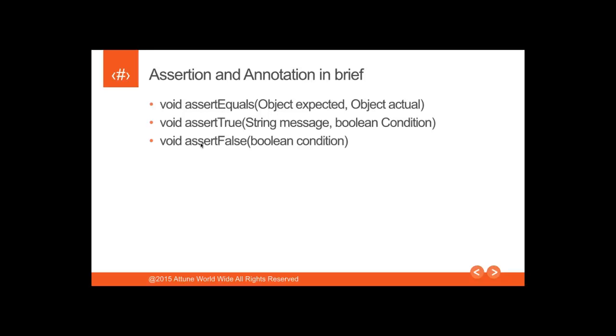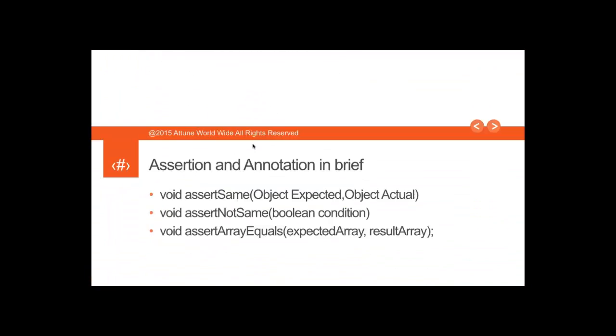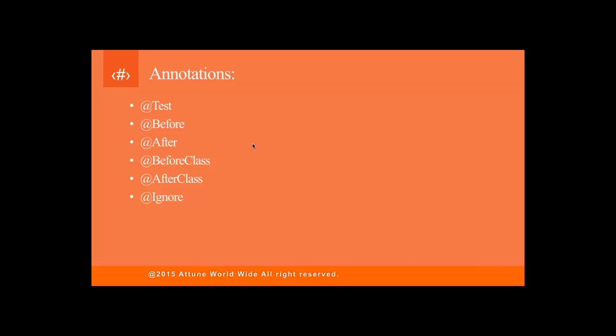assertEquals, assertTrue, assertFalse, assertNotNull, assertNull. These are all the basic assertion methods. assertSame, assertNotSame, assertArrayEquals. You can have some modifications in assertion methods. We are going to see them practically. And we will have a look at the annotations @Test, @Before, @After, @BeforeClass, @AfterClass, and @Ignore. I have just simply created a Maven project and a simple class.